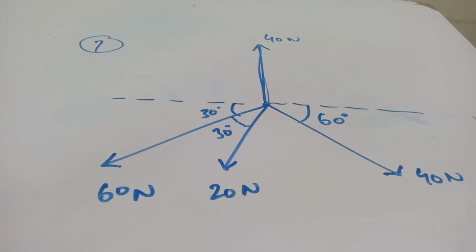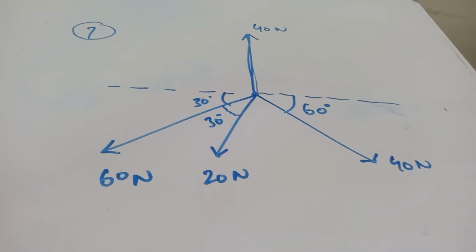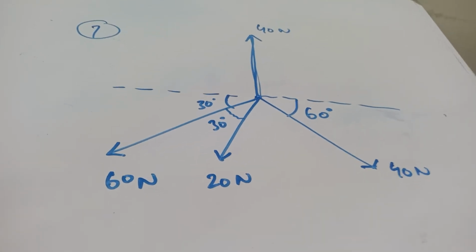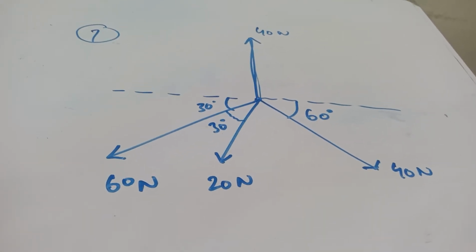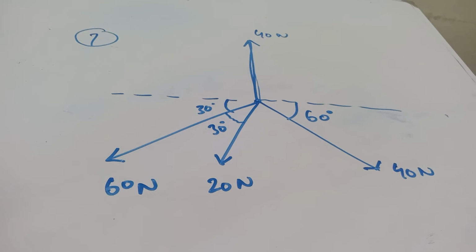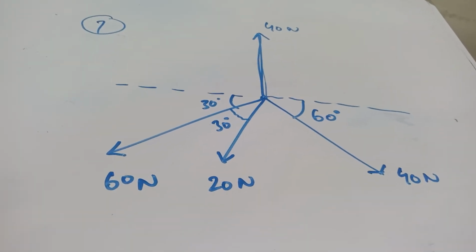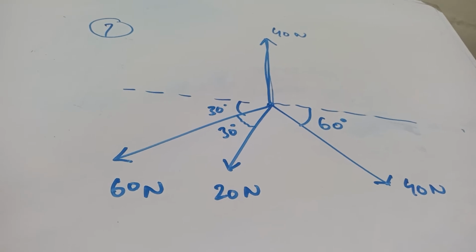Okay guys, now we move to the 7th question. That will be the last question of this video. Now there is a problem with this statement over here. The question says 3 coplanar forces act on a particle, but there are 4 coplanar forces. So this is a printing error over here.